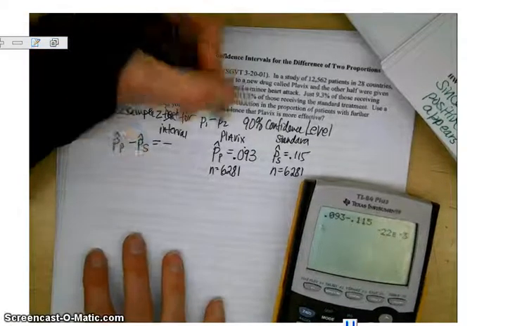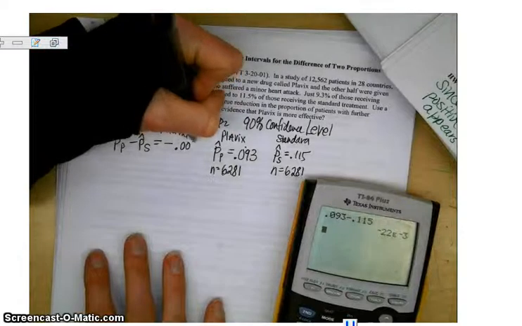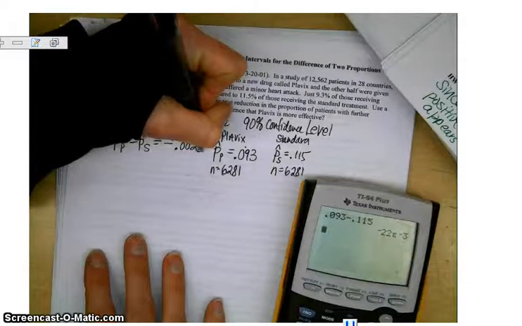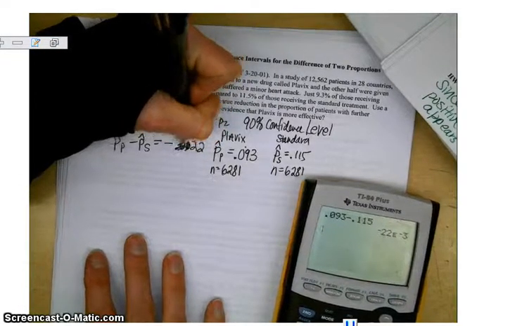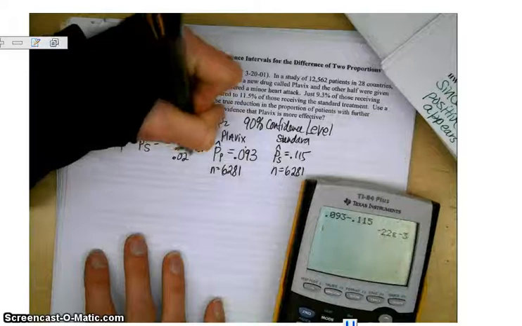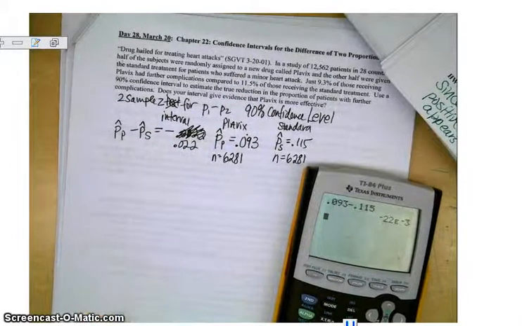The observed difference is negative 0.022. No, zero. Negative 0.02. Yeah, 0.22. Thank you. I'll get that right eventually.